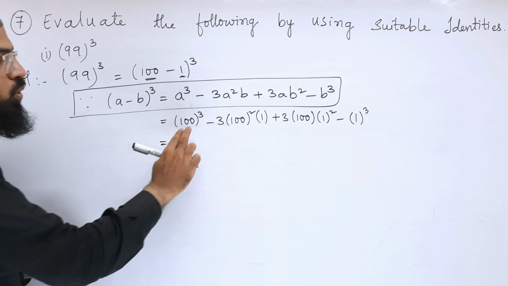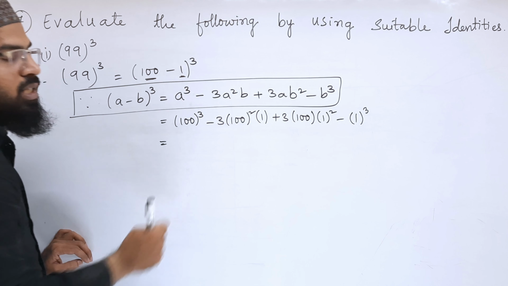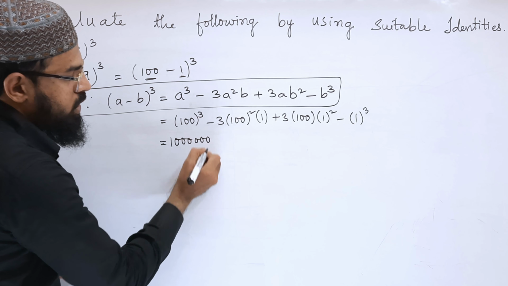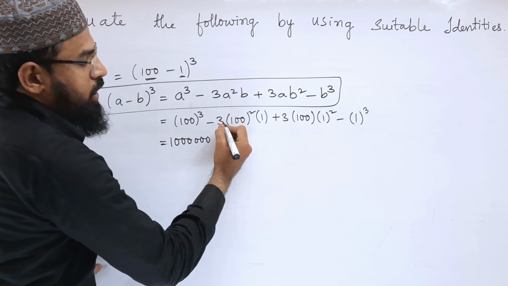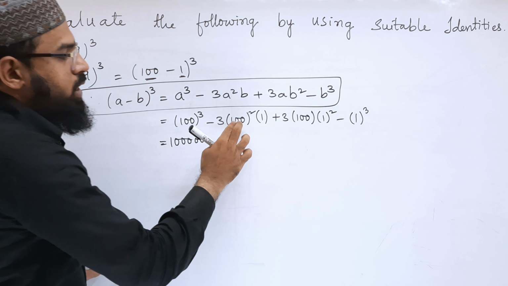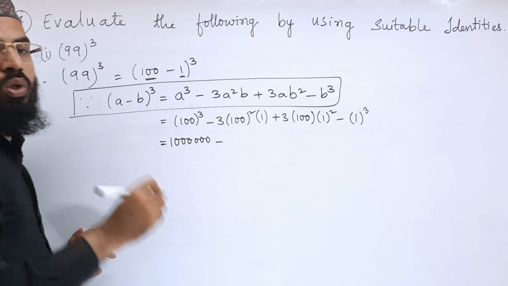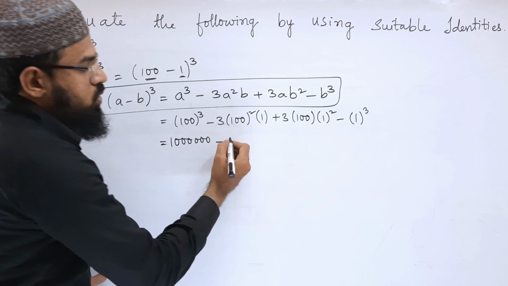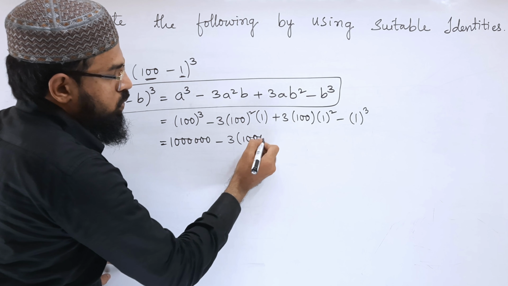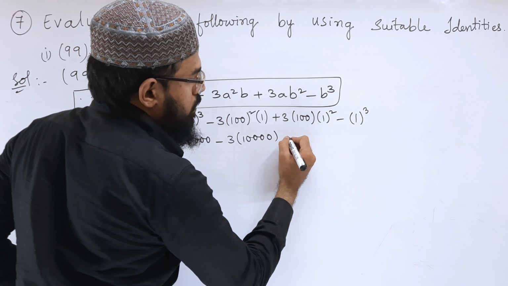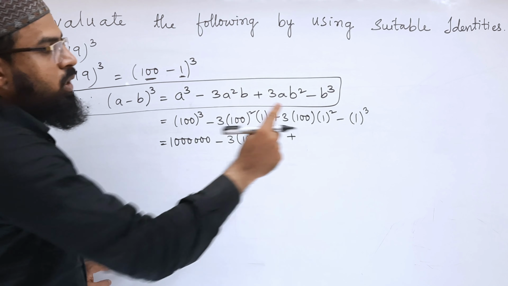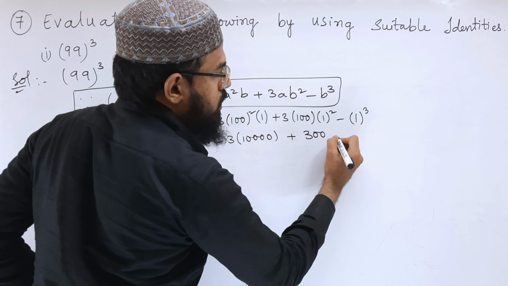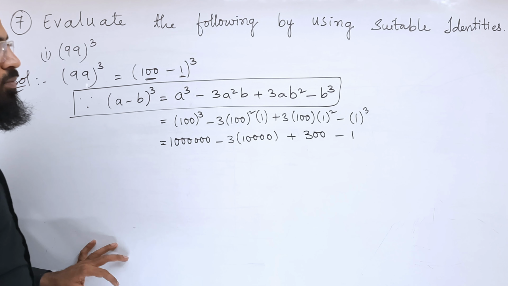Cube of 100: 2 zeros are there, so 2 threes are 6, so we will get 6 zeros, 1, 2, 3, 4, 5, 6, minus 3. 3 ones are 3. 100 square means 2 twos are 4, so we will get 4 zeros. That will be 10,000. So 3 into 10,000 plus 1 square is 1, so 1 threes are 3. 3 into 100 is 300, minus 1 cube is 1.